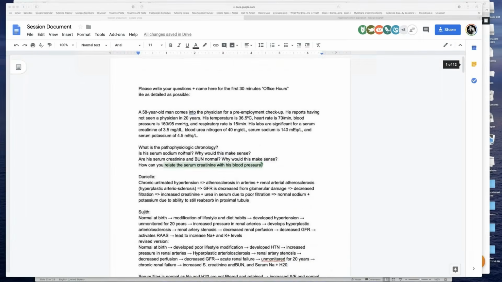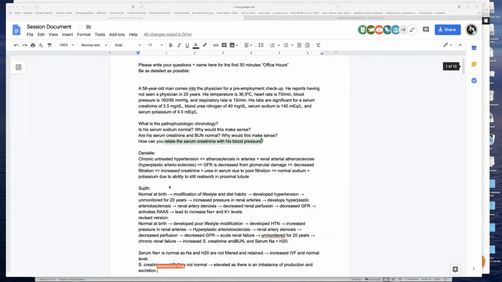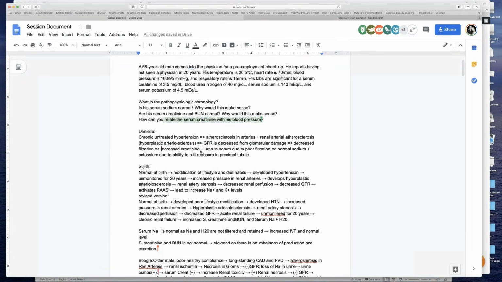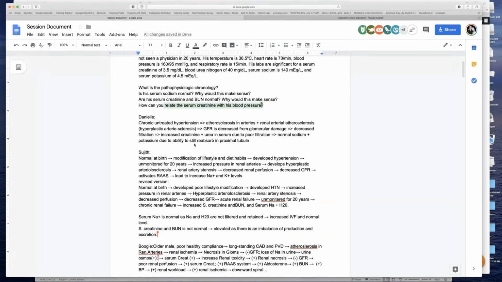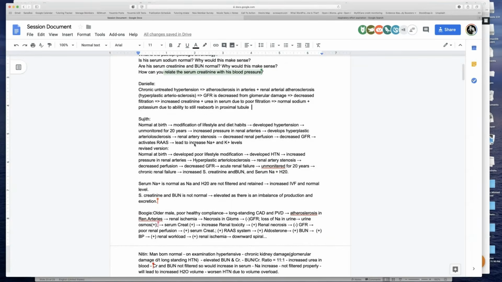All right, so Danielle. So chronic untreated hypertension leads to atherosclerosis. Sure, I guess it could lead to renal artery stenosis, but mainly it's just going to cause kidney failure. And so, GFR is decreased filtration, increased creatinine, urea, normal sodium concentration, right? So you can still absorb and secrete enough. Yeah, that's good. That's good basic.